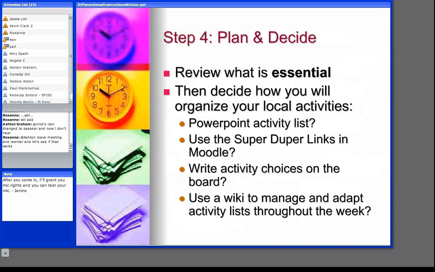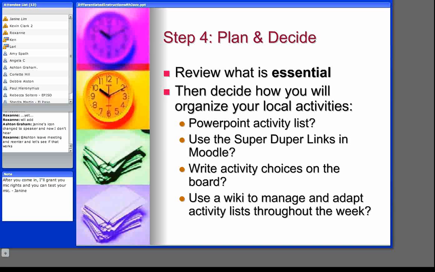Then the next piece you need to figure out is how are you going to organize yourself? And again, there's a lot of variety here. Some people use a PowerPoint to just make a list of options and people work through those activities. Some people use a super links page that has a lot of things on it, so you can just send them there. Or we have people who like to make their own wiki so that they can make everything in the order they want people to do it.